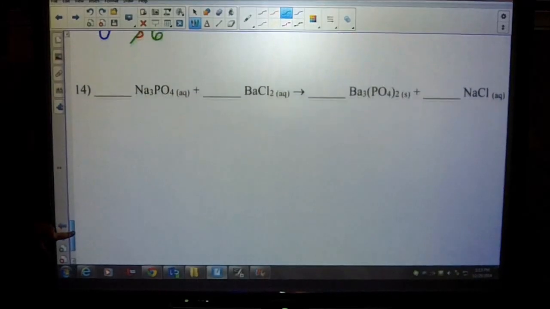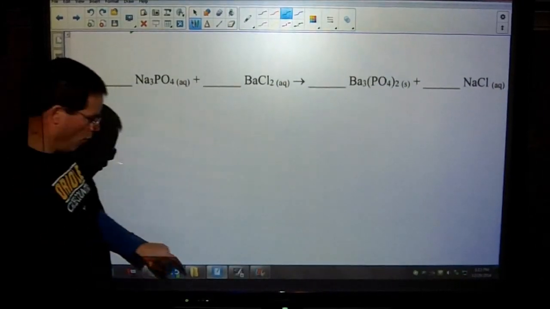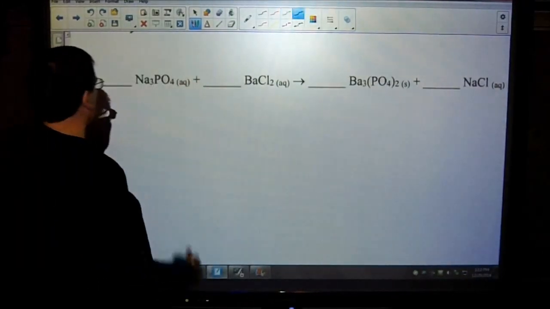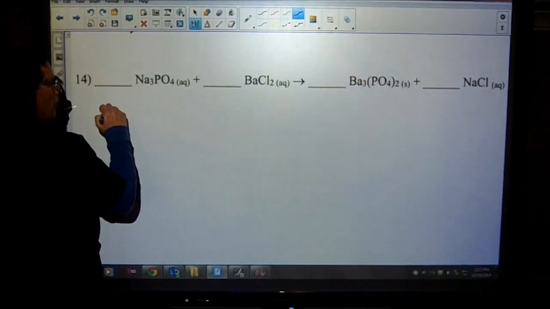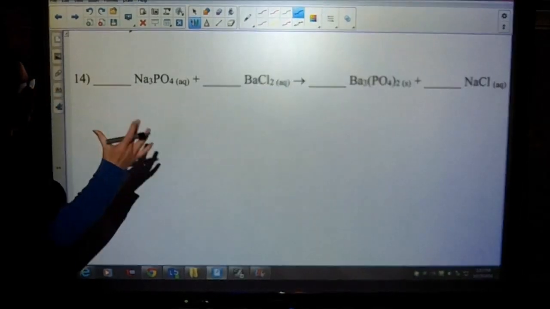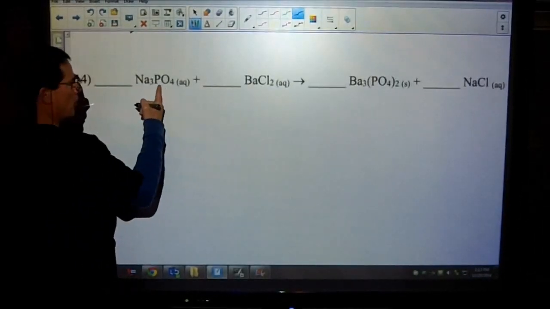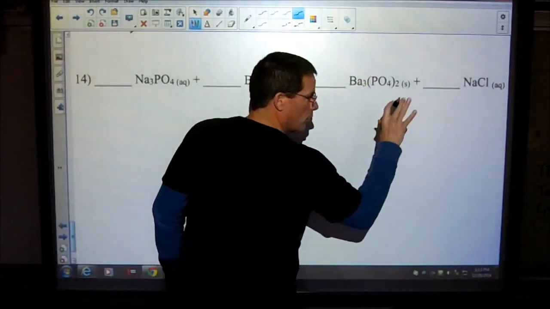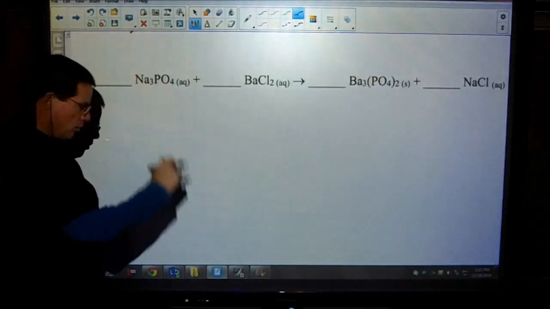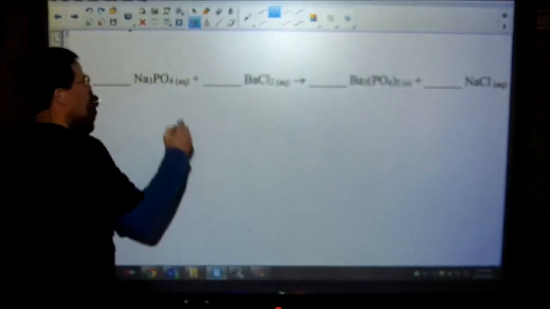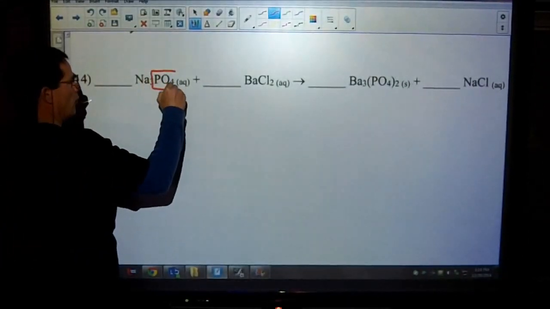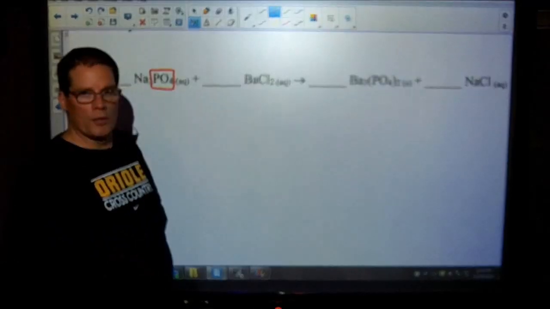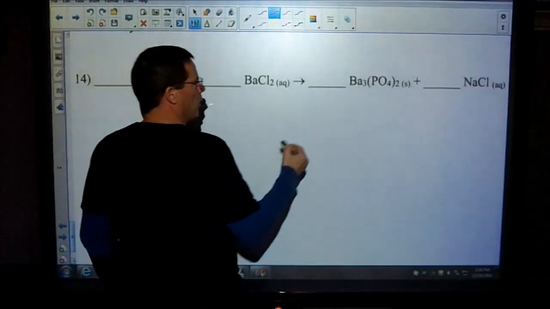Number 14, they just get more fun. Let's write down the inventory. So we have, again, if you remember from the video earlier, phosphate, and our non-metal, here's chlorine, so you can do that. Actually, let me show it to you since you're watching. So here's your phosphate, and phosphate means PO4, doesn't change, it's a polyatomic, one of your polyatomics.